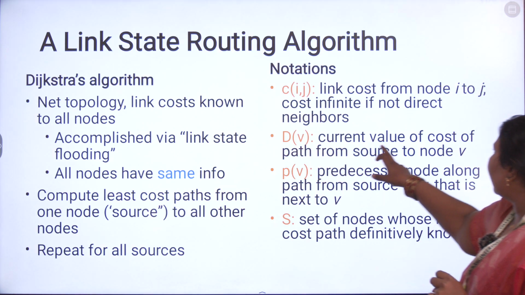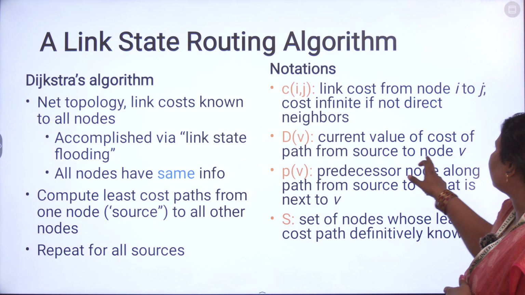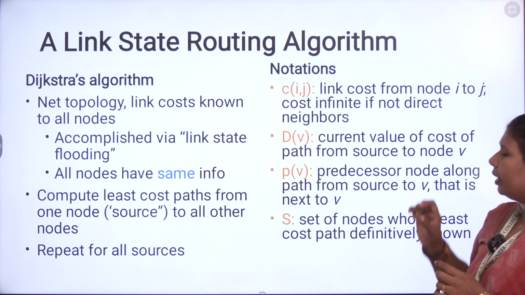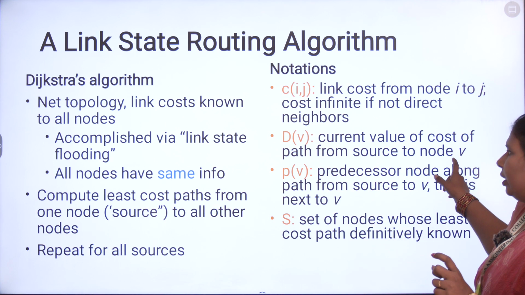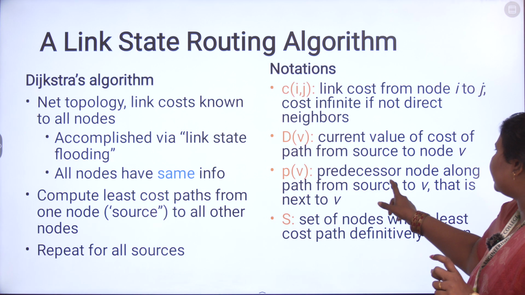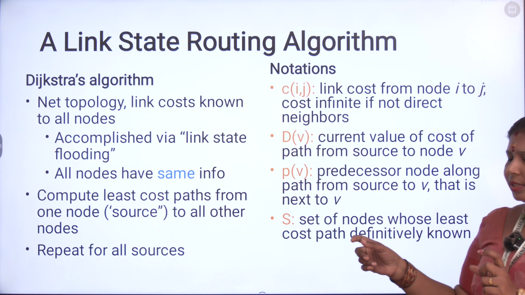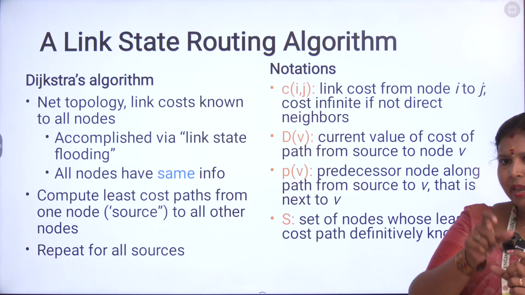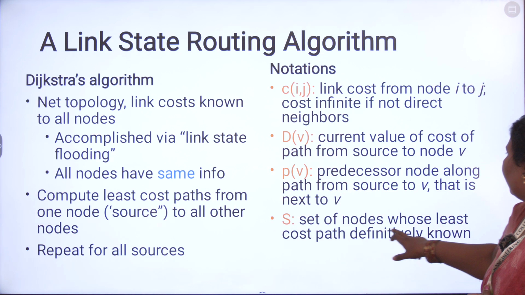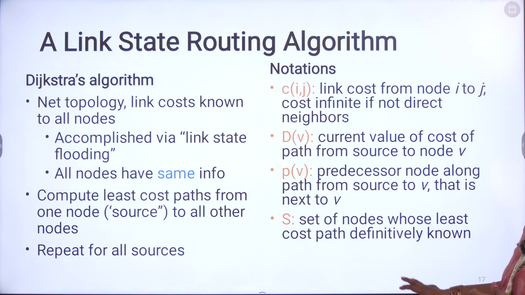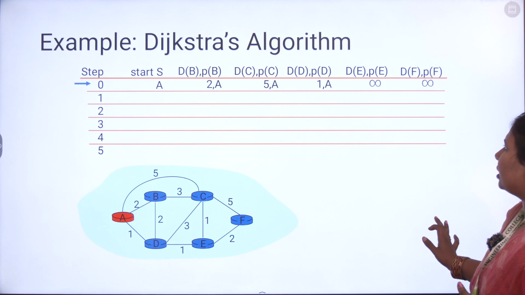Next one is Dv, the current value of the cost of the path from the source to node B. Next you are going to identify A and then the next node is B. So that is the node v indicated here. And then the predecessor node: in order to reach C, you are going to pass from A and then B and then C. So that is the Pv. The set of nodes whose least cost path you are going to identify is Dijkstra's algorithm.